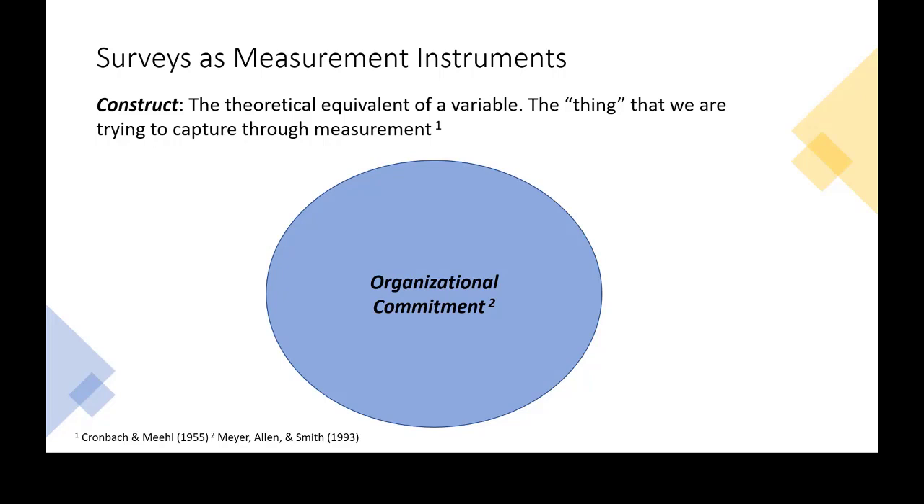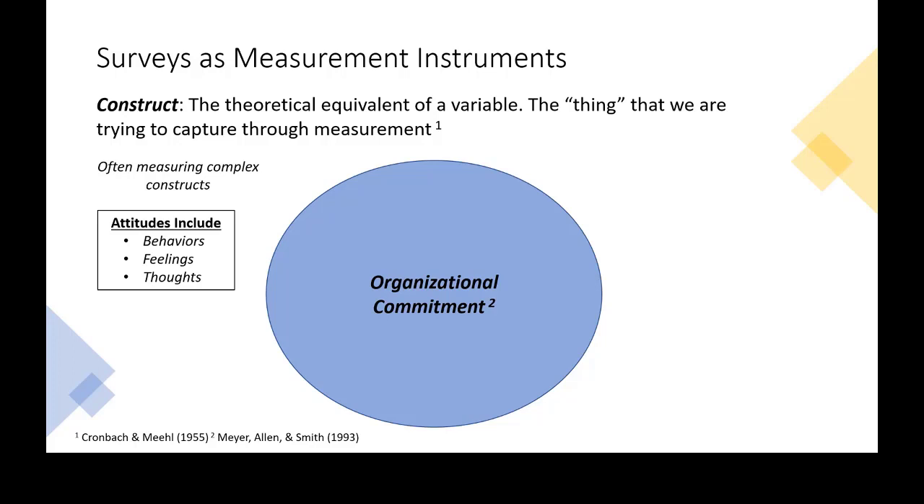Now, when you're measuring this type of thing, commitment in this example, there can be a lot of complexity. So these are often complex constructs that we're trying to measure. So for example, commitment is an attitude.